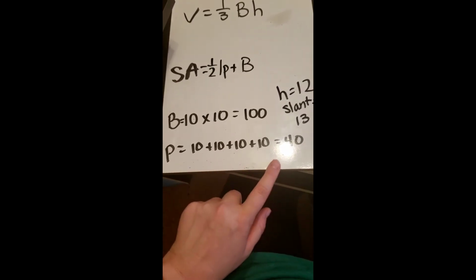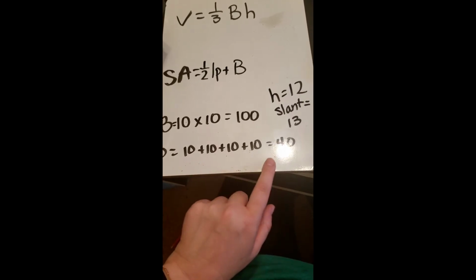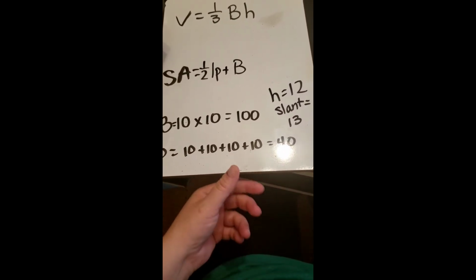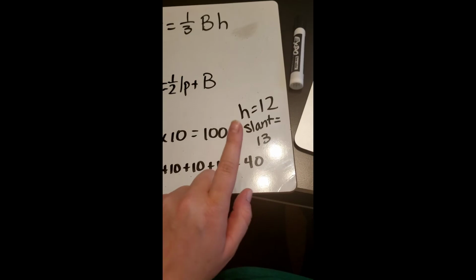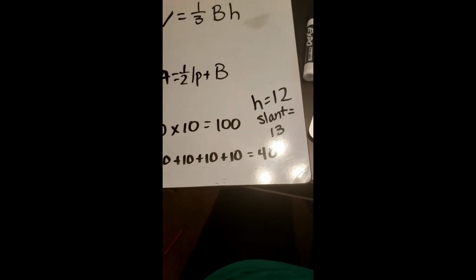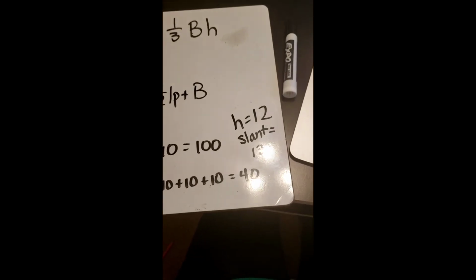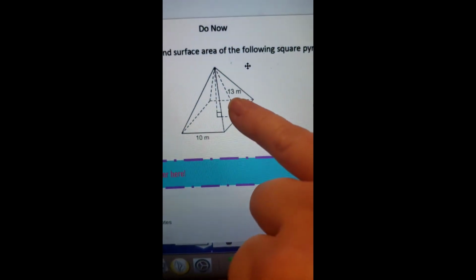There's 4 sides to a square. They are all 10, so we get 40. Sorry for the glare. The height is 12. I'm going to explain that in a minute. It does not give that in the picture. The slant is 13. So if you look right here, there's 13. This is the slant.